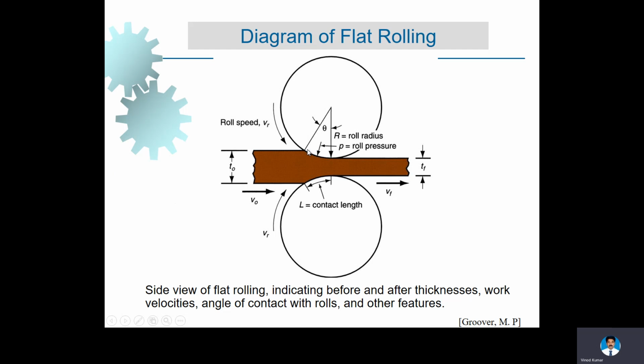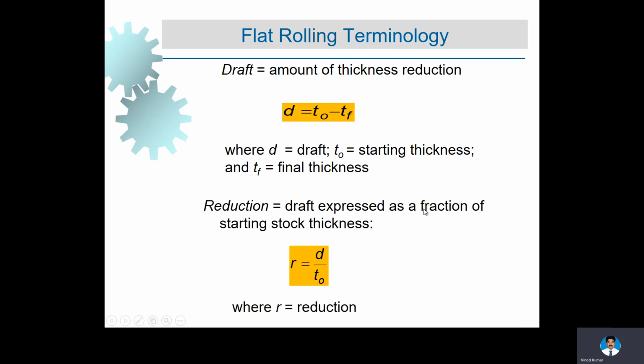P is the compressive stress, or the roll pressure, exerted on the material. R is the radius of the rolls. Theta is the contact angle. As you could see here, the contact between the material and the roller is from here to here. So this angle is theta, and the length of contact we call the contact length. You can see here the distance at which the roller is in contact with the material to be deformed. Initial velocity of the material is V naught and final velocity of the material is Vf. Initial and final velocities are also given.